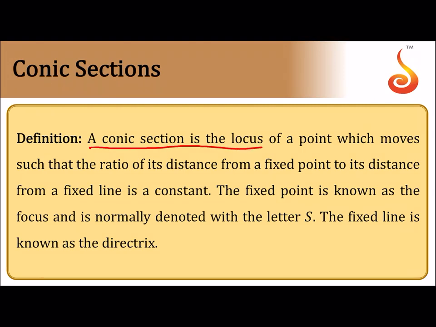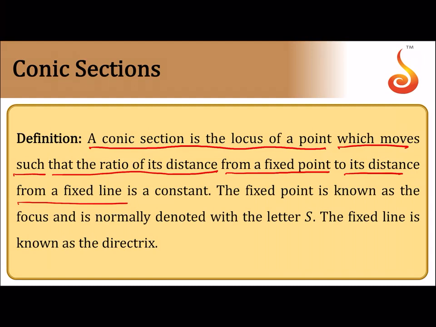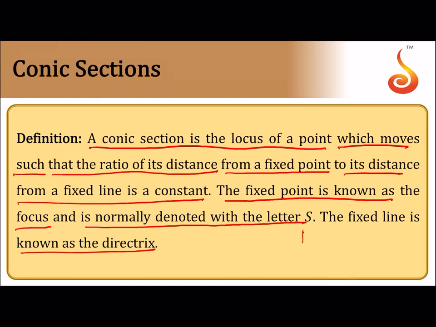Conic section. A conic section is a locus of a point which moves such that the ratio of its distance from a fixed point to its distance from a fixed line is a constant. The fixed point is known as the focus and the fixed line is called the directrix. So this is the fixed line and this is the fixed point.